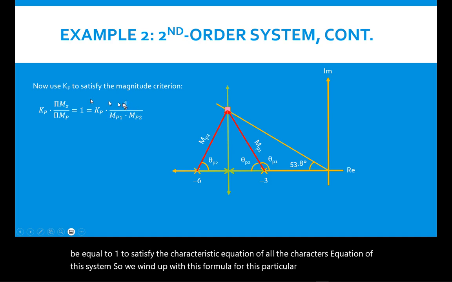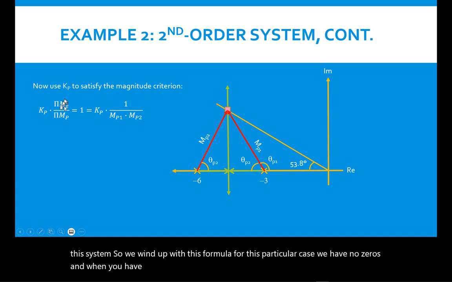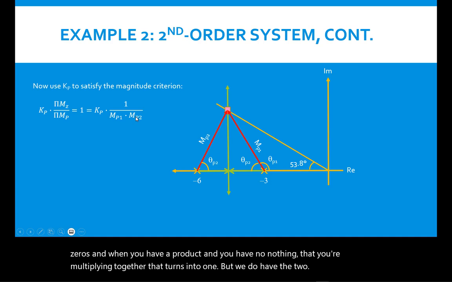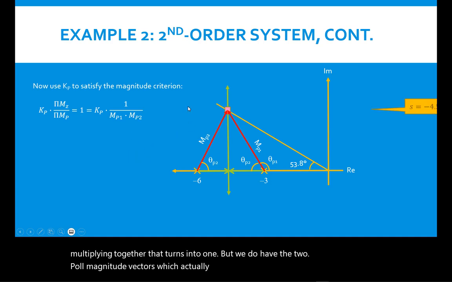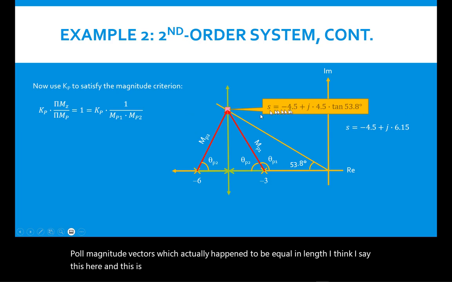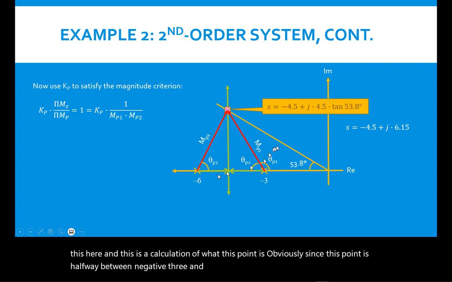So we wind up with this formula for this particular case. We have no zeros, and when you have a product and you have nothing that you're multiplying together, that turns into 1. But we do have the two pole magnitude vectors, which actually happen to be equal in length. And this is a calculation of what this point is. Obviously, since this point is halfway between -3 and -6, it's at -4.5, and there's the real part right there.